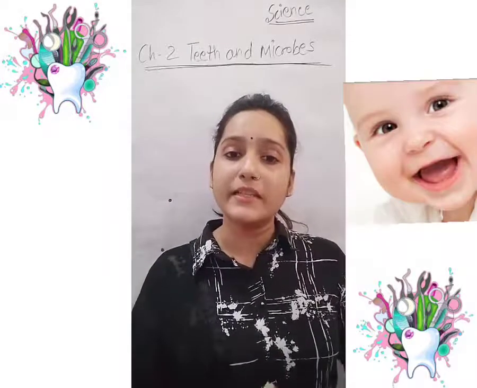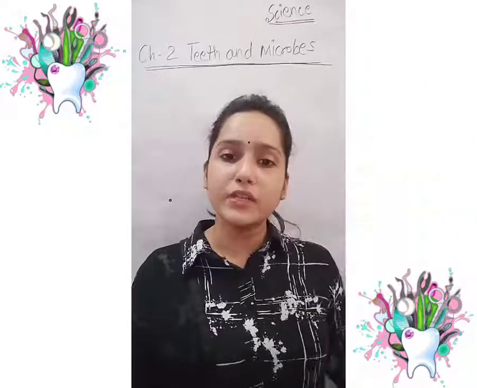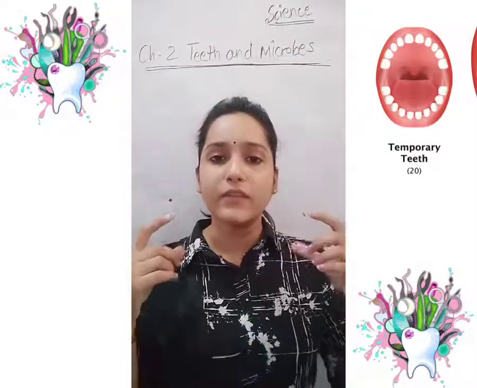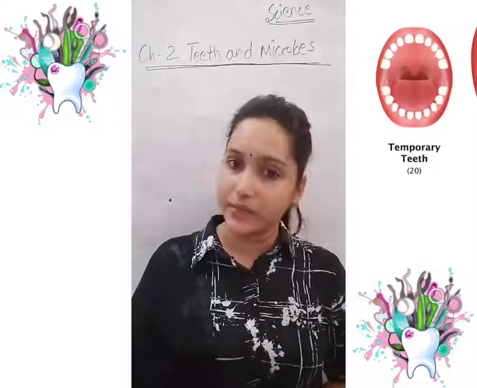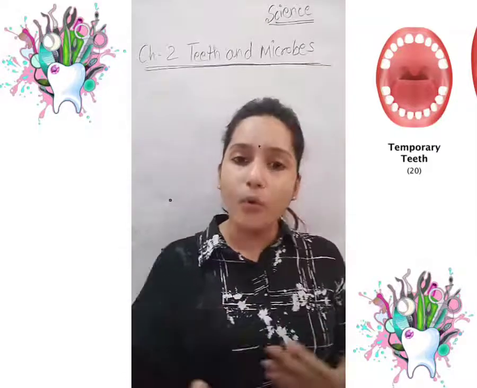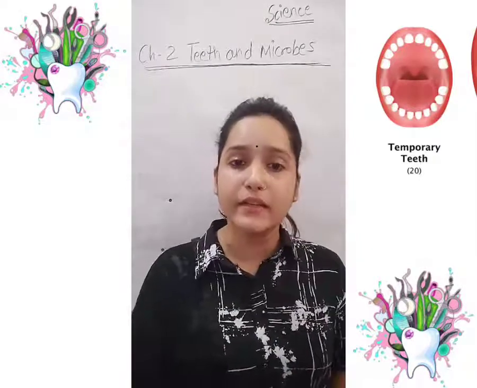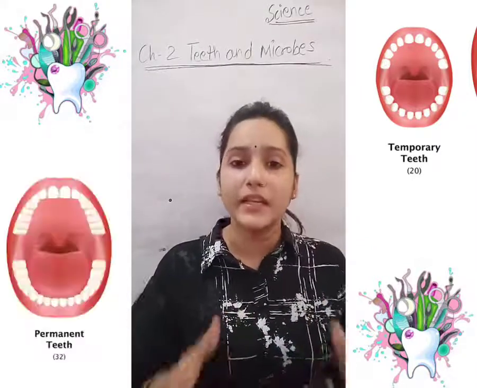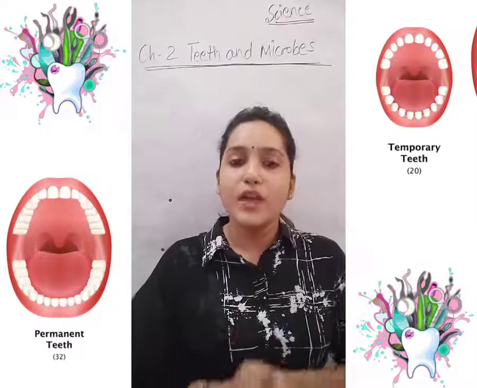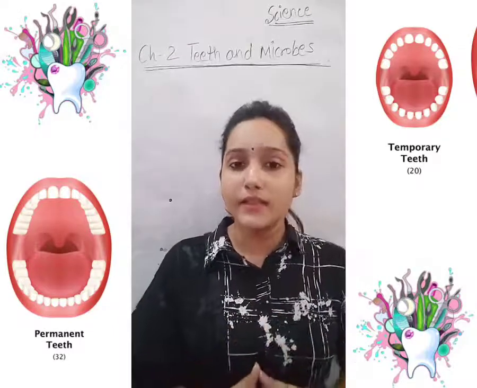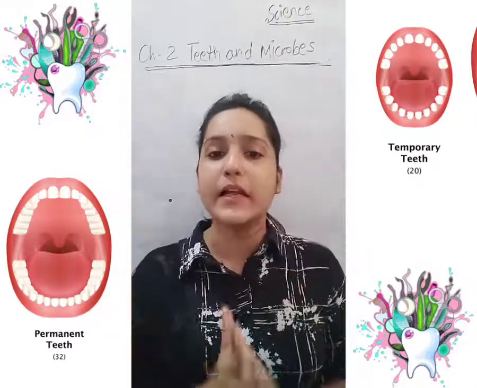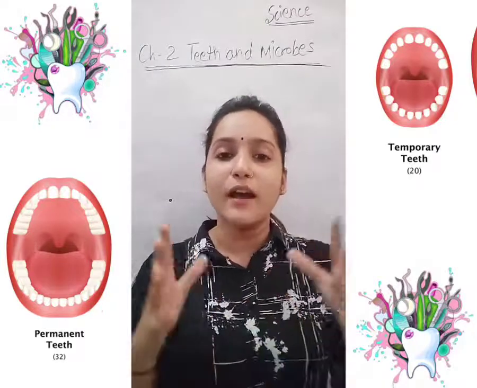Now if you notice, a newborn baby has no teeth inside his or her mouth. When he reaches the age of 2 years, he gets 20 teeth, a set of teeth that is called milk teeth or temporary teeth. When the child grows and reaches the age of 6 years, he starts losing his milk teeth one by one, and in their place he gets his permanent teeth. Around the age of 21 years, a person has a set of 32 teeth inside his or her mouth, that is called permanent teeth.